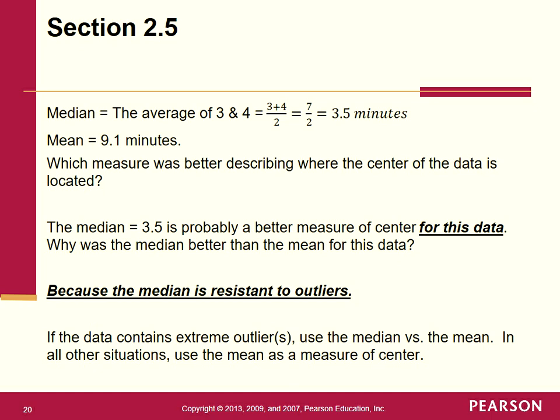So actually, for the most part, you're going to use the mean because most of the time you're not going to have extreme outliers in your data. So most of the time you are going to use the mean. But if you do have extreme outliers, median.